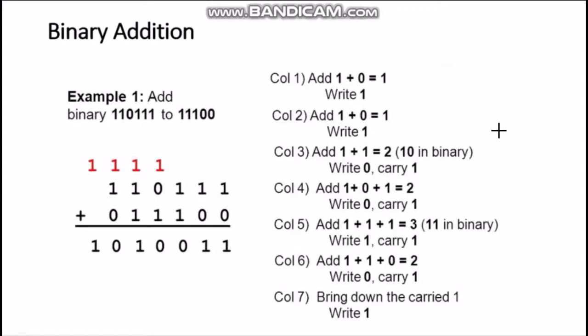Now let us have an idea of binary addition. Suppose I have to add two numbers. These two are binary numbers. Both are binary numbers. One is 1, 2, 3, 4, 5, 6, 7. The length of the first number is 7, and the length of the second number is, this is 6, not 7.